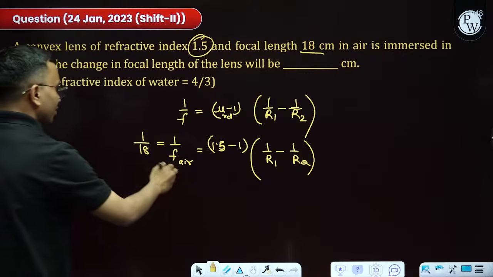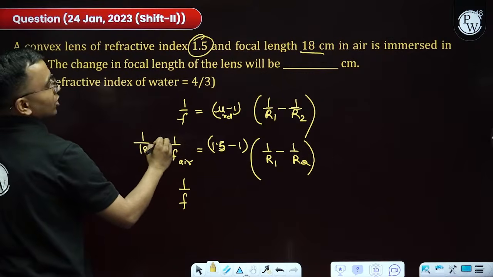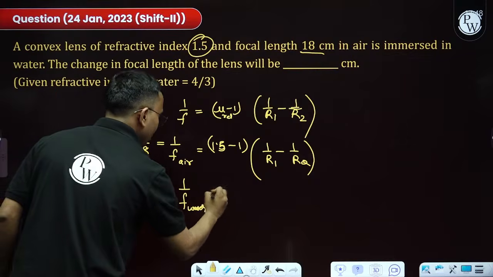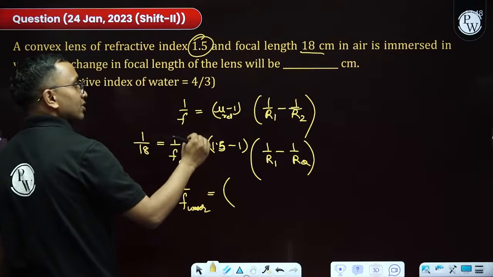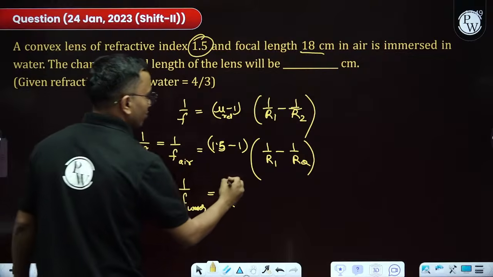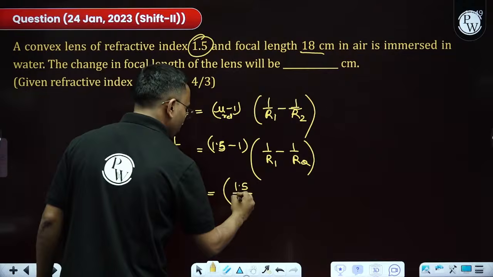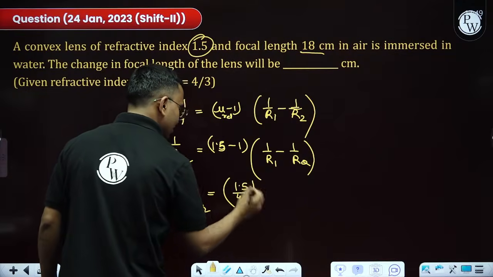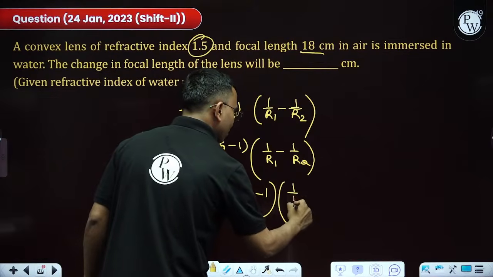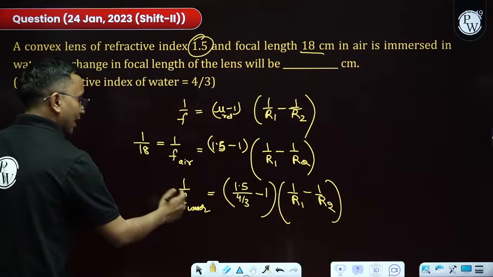Now write for the second case. Now this is in water. The lens is immersed in water. Now when you write this mu minus 1, this will be the relative refractive index of the lens with respect to water. What is it for the lens? 1.5 divided by mu water. What is mu water? 4 by 3. Like this, minus 1, into 1 by R1 minus 1 by R2. And this we need.